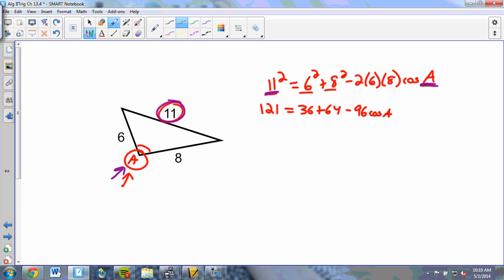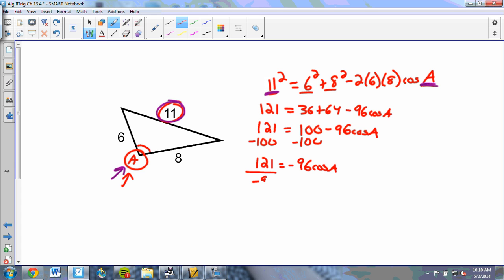So 121 equals 36 plus 64, which is 100. Now what? Subtract. So you can't just plug in your calculator now? No, because I don't know what A is. So I cannot do 100 minus 96, but I can subtract 100. So 121 equals negative 96 cosine A. Divide both sides by negative 96. I can't divide by cosine.